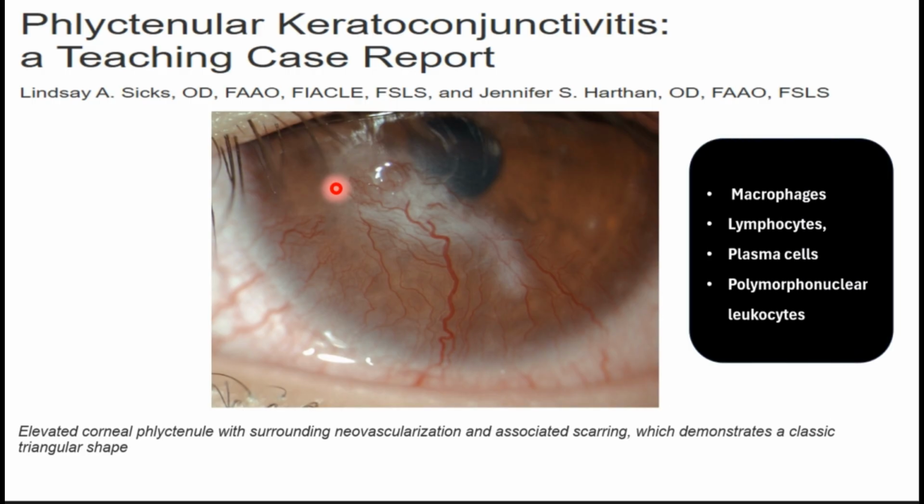Okay, so when you do a biopsy, what are you going to find over here? You are going to find macrophages, lymphocytes, plasma cells, and polymorphonuclear leukocytes, which are nothing but your neutrophils. So you're not going to find the organism here. What you have to remember is that these are just immune reactions. You're going to find all these inflammatory cells.